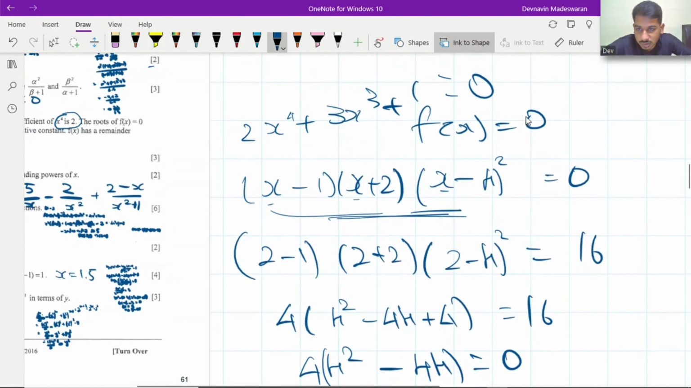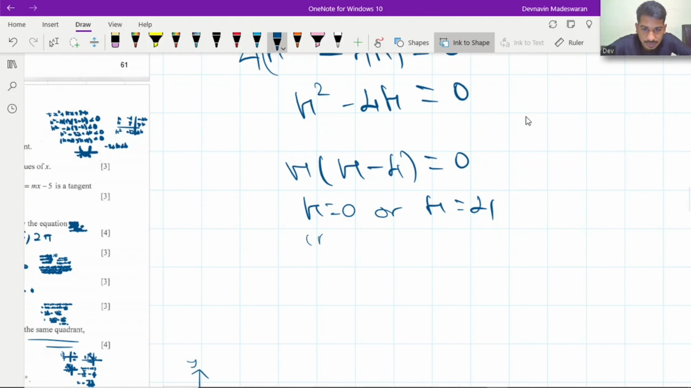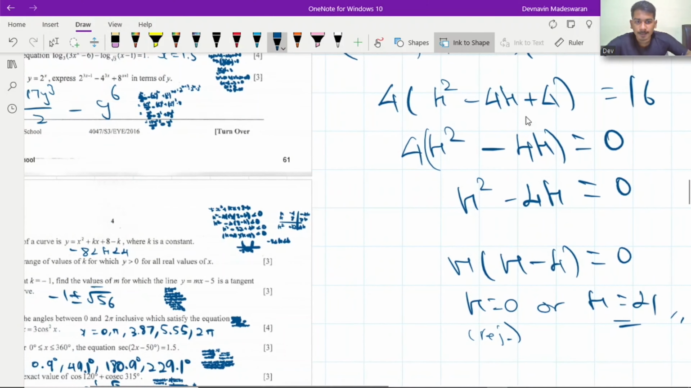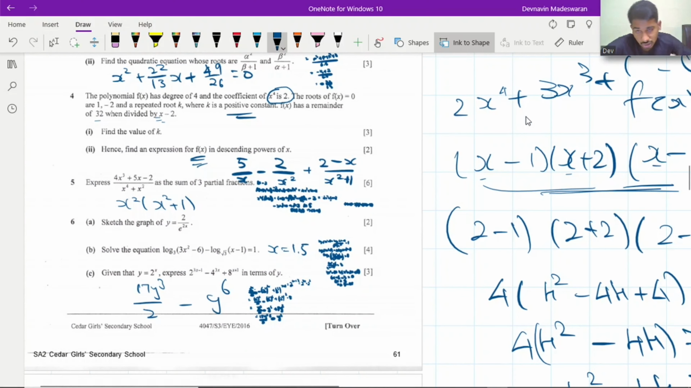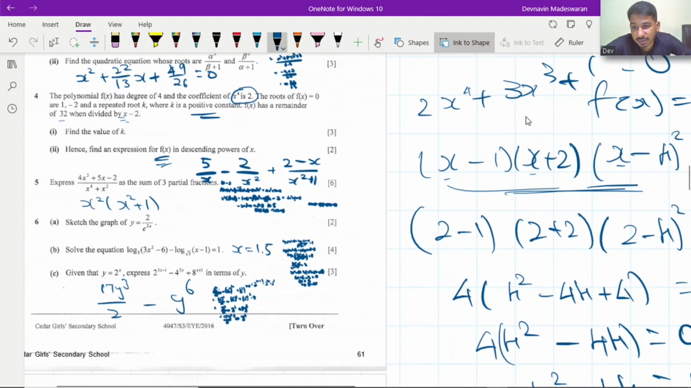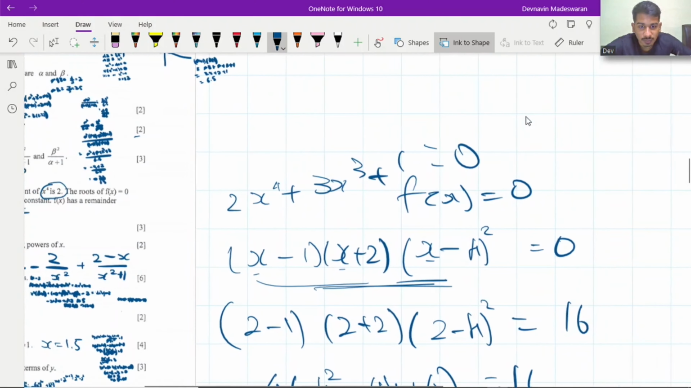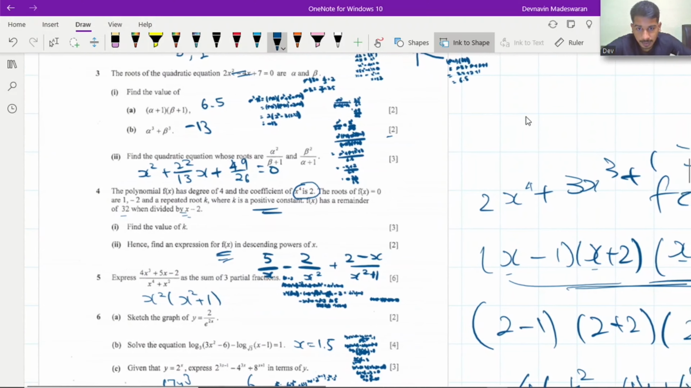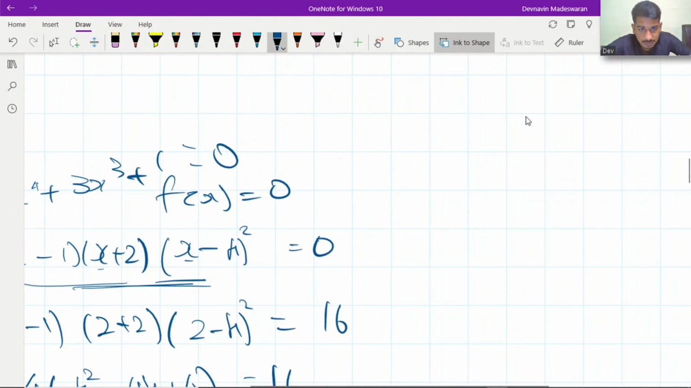But they say k is a positive constant, right? K is a positive constant. So this is gone, reject. So we have k is equal to 4. So this is my logic. I'm not sure if this is perfect, but let's assume it's right and we carry on. Hence find an expression of f(x) in descending power of x. So we have k, so we have all the terms that are necessary to make up that thing.